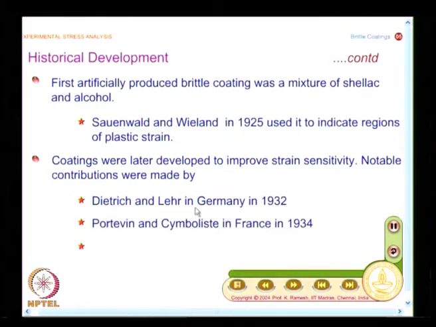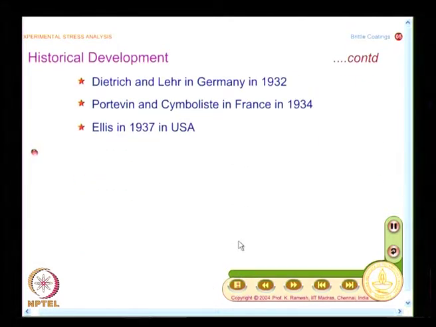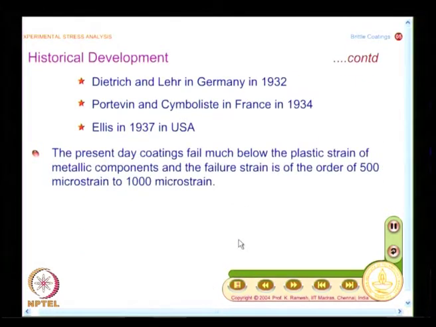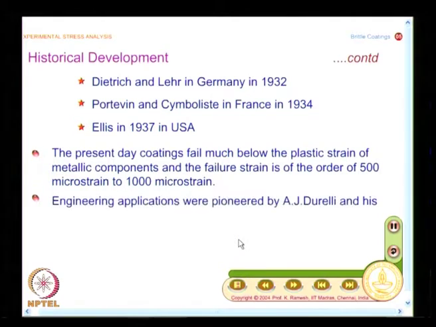So, you had people from Germany contributed in 1932, and you had people from France in 1934, and also contributions from USA, notably by Ellis in 1937. So, what you will have to look at is any development is not individual centric, a team of people across the world work towards it, and the present day coatings fail much below the plastic strain. That is what you have to look at.